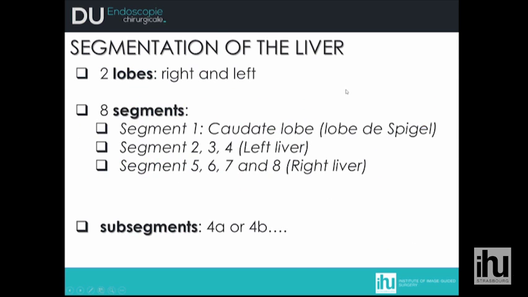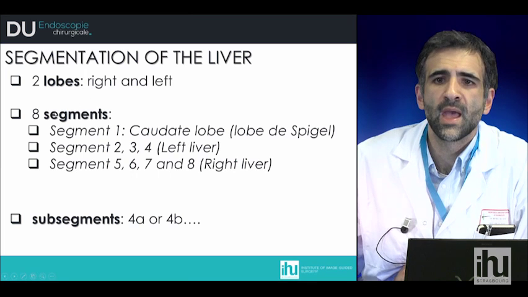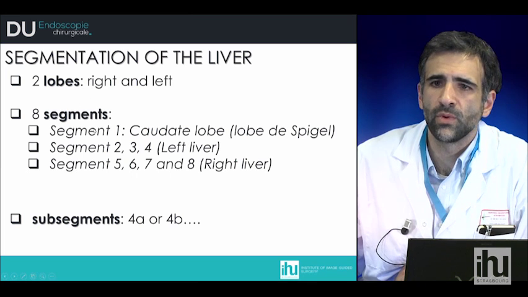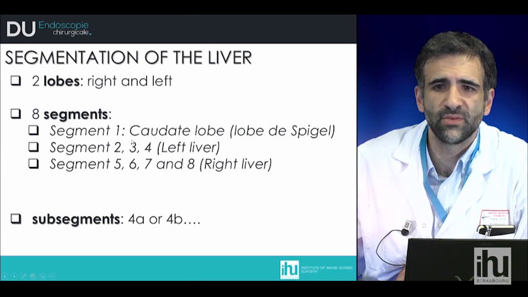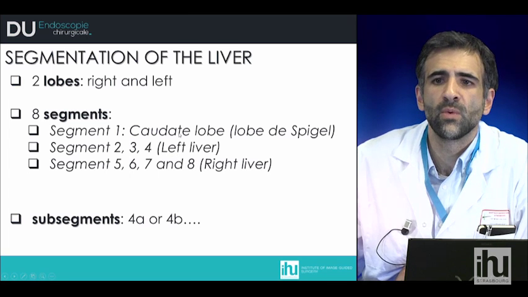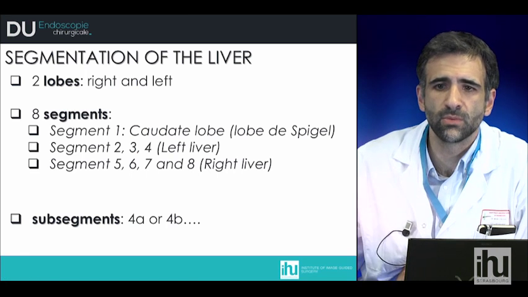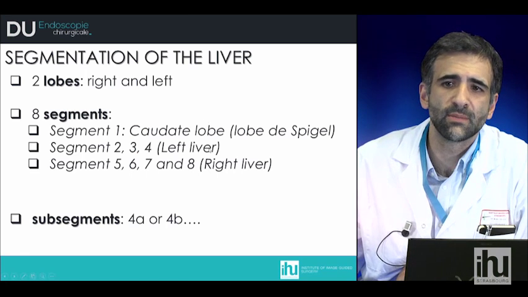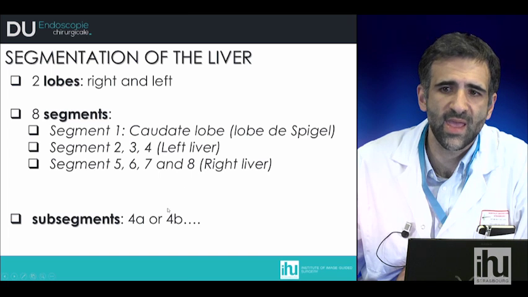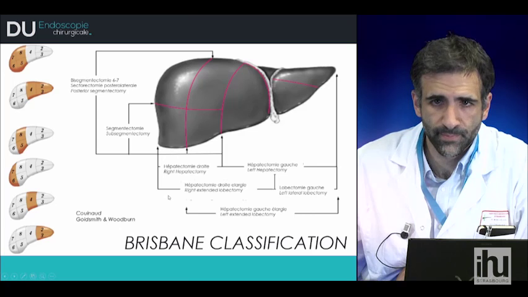When we speak about the segmentation of the liver, we can identify 2 lobes, the right lobe and the left lobe. 8 segments. Segment 1, which is called the caudate lobe. Segments 2, 3, and 4, which are part of the left liver. Segments 5, 6, 7, 8, which are part of the right liver. We can divide the anatomy of one segment in 2 parts, and we will speak of subsegments, especially in segment 4. We have 4A and 4B, which are the apical one and the basal one.